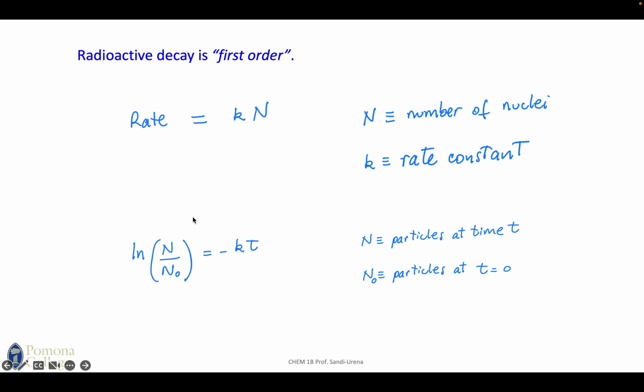And here we have this other equation that we can derive from doing a little bit of math, which relates the ratio of particles that are left unreacted over the number of particles that were originally in the sample. It relates the natural log of that ratio to the time that has passed.